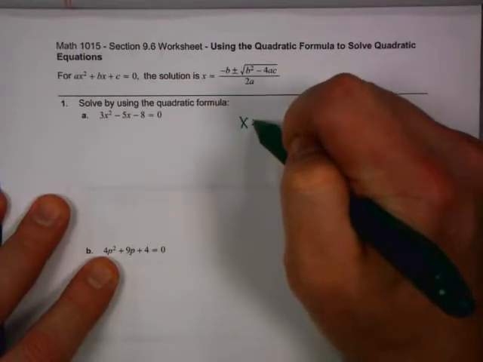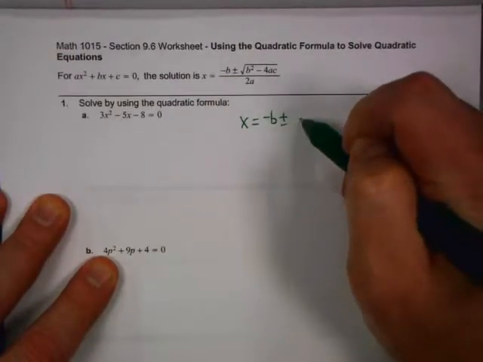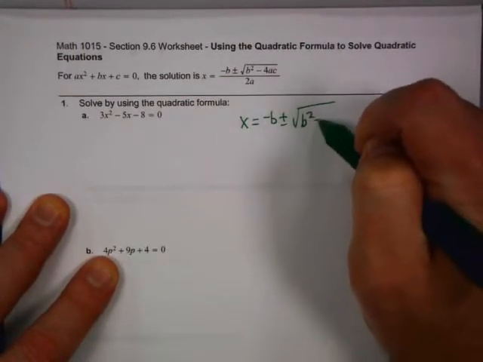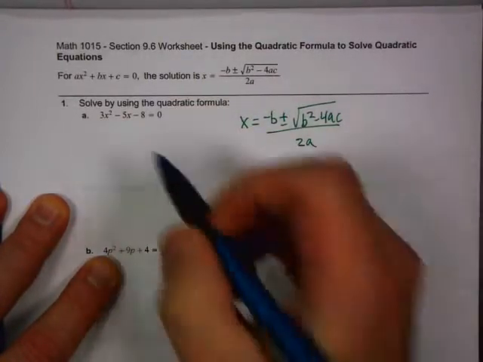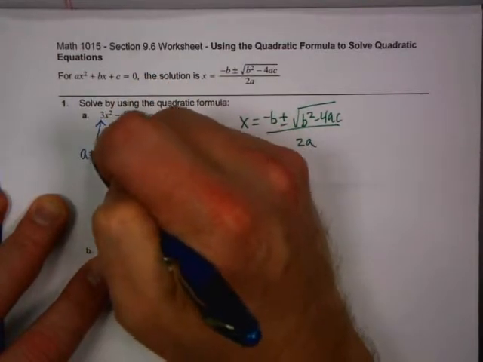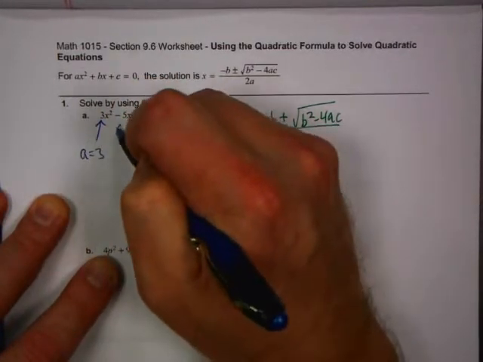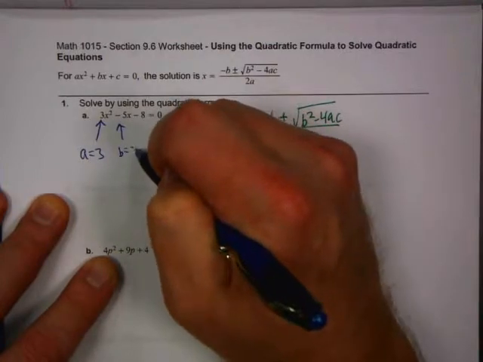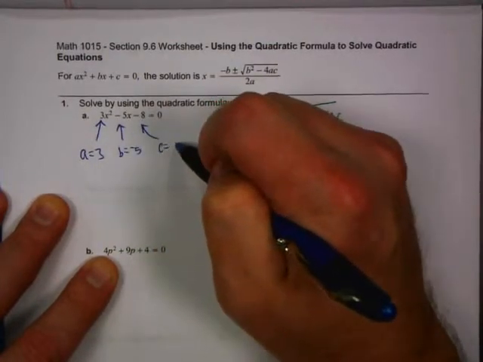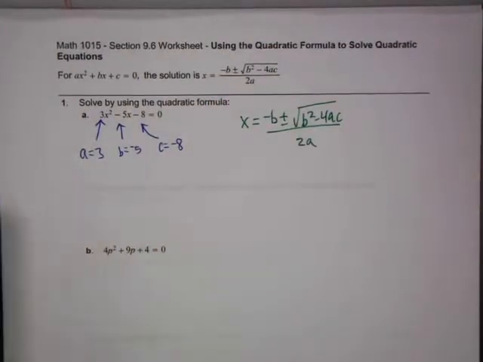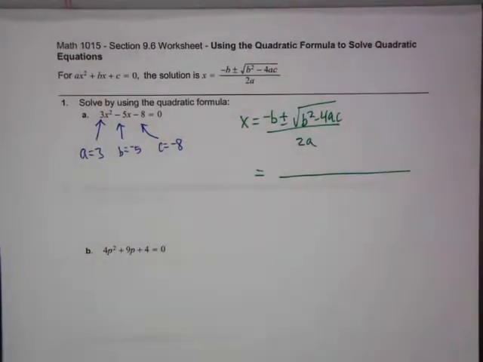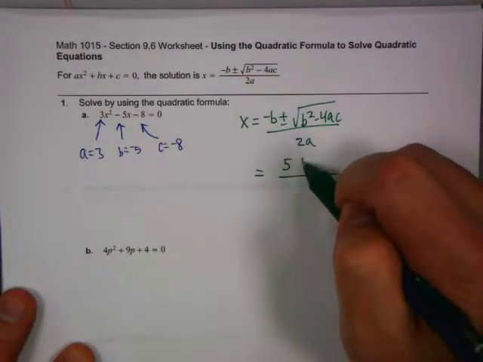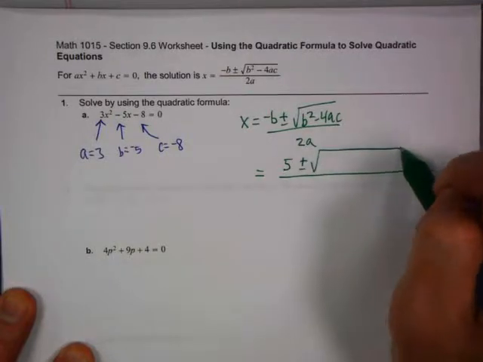So x equals -b plus or minus square root b squared minus 4ac all over 2a. In this case, a is 3, b is -5, and c is -8. And I plug all my numbers in. What's -b? 5. Plus or minus square root of 25?